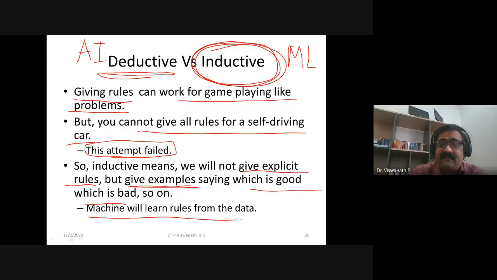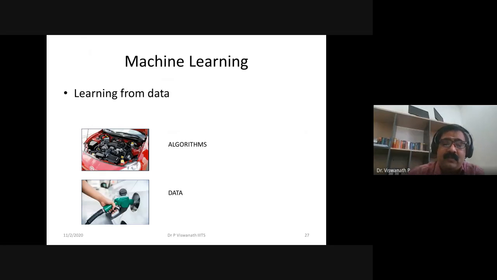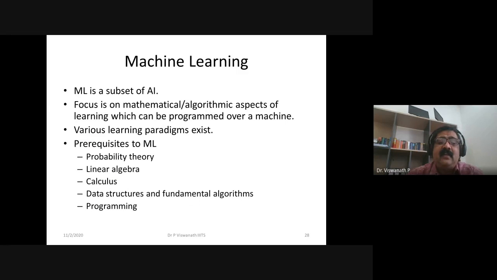Now, machines can learn from the data. Examples mean data. We are going to give the data, and we are going to give the algorithms. The learning is going to happen from the data. This is what is called machine learning. And we know that machine learning is a subfield of AI, and it focuses on the mathematical or algorithmic aspects of learning, which can be programmed on a machine.